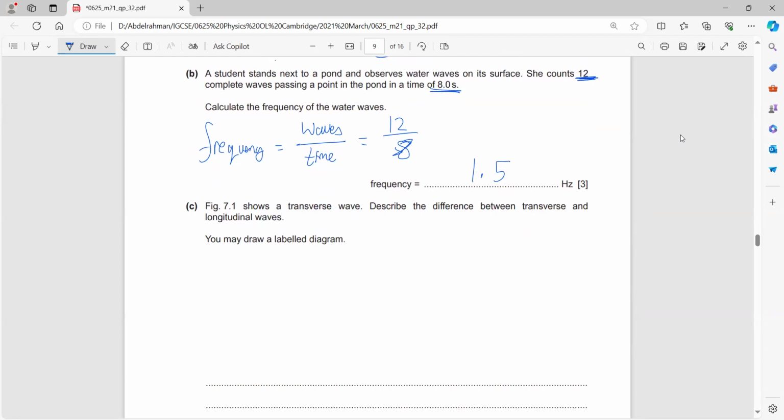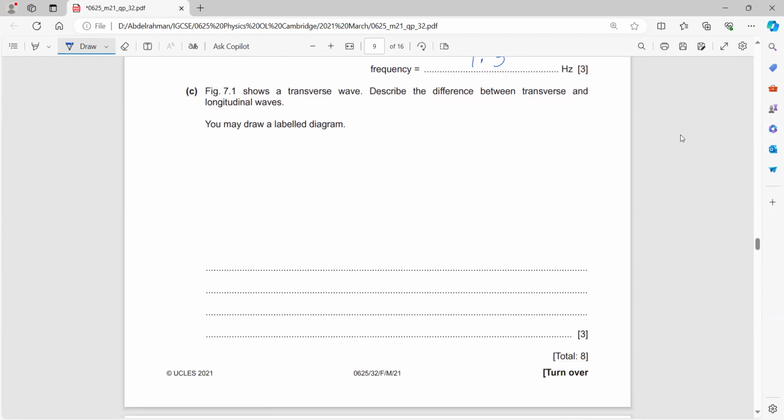Figure 7.1 shows a transverse wave. Describe the difference between transverse and longitudinal. Transverse moves up and down, perpendicular to the energy motion, but longitudinal moves left and right, parallel to the energy motion. Correct.